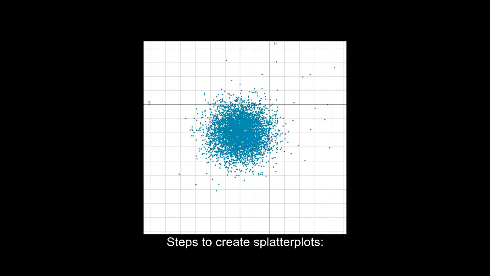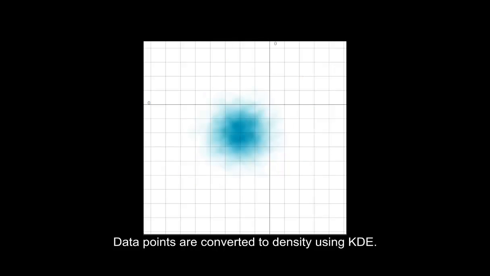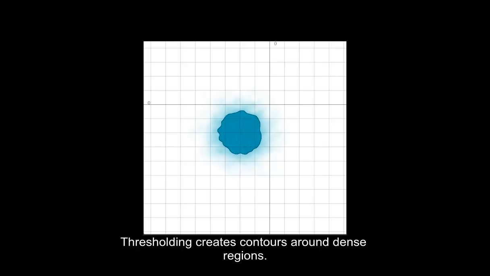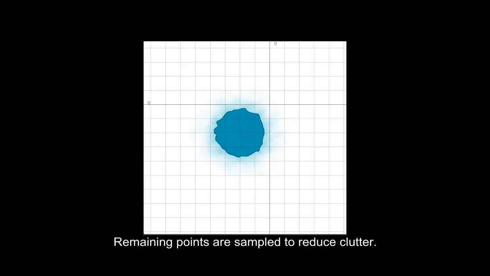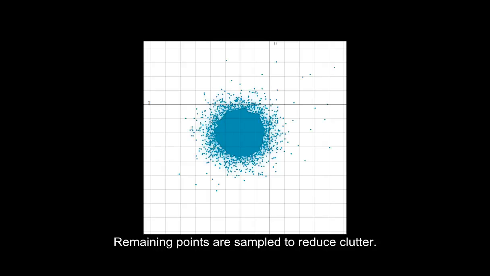We begin by explaining the steps used to create Splatterplots using a synthetic dataset with a Gaussian distribution. First, we compute a density function from the underlying data points. Threshold and contouring create smooth contours around dense regions. The remaining outlier points are then sampled to reduce clutter.